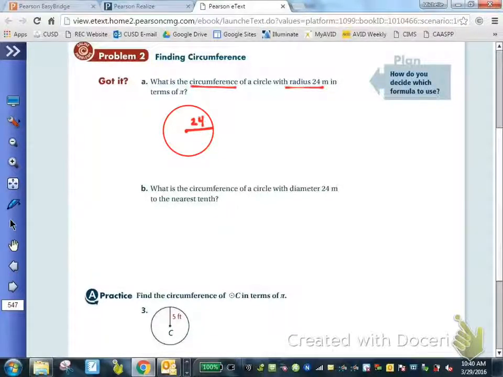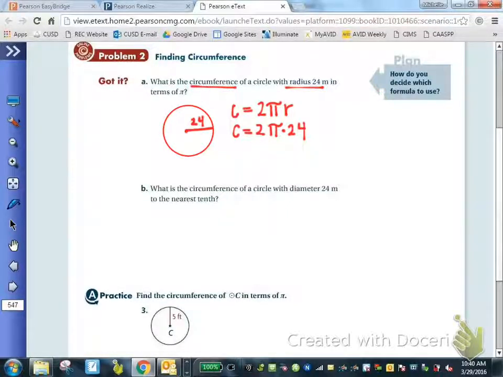What formula would we use for circumference if we have the radius? 2 pi r. Okay, so write that formula. So C equals 2 pi. If I have just the letter next to pi, that means what operation? Multiply. So times 24. Okay. It wants your answer in terms of pi.